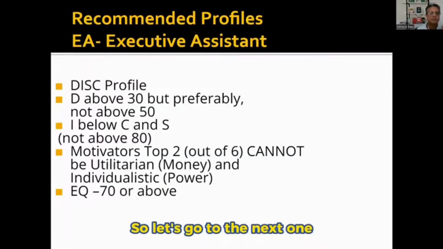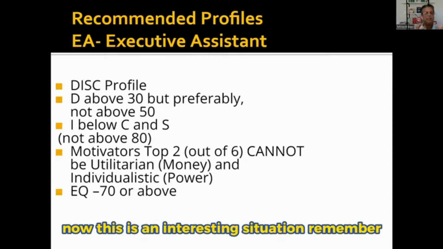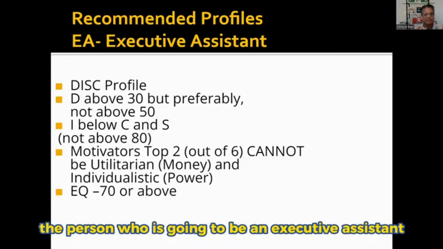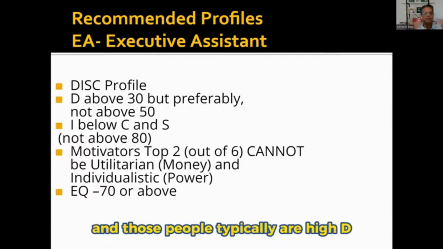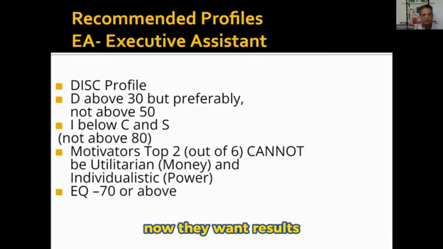So let's go to the next one, which is executive assistant. The DISC profile, you want the D above 30. Now, this is an interesting situation. Remember, the person who is going to be an executive assistant has to work hand and glove kind of arrangement with the manager, with the salesperson, with somebody who's in charge. And those people typically are high D, which means they want things done now, they want results, and they are very fast paced.